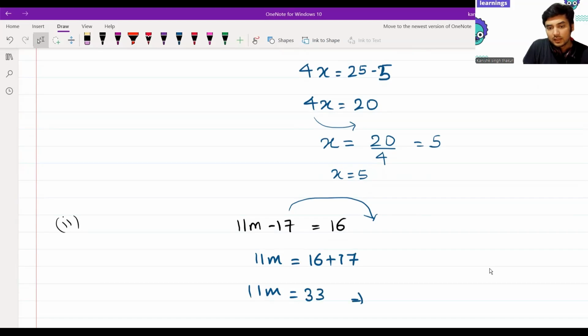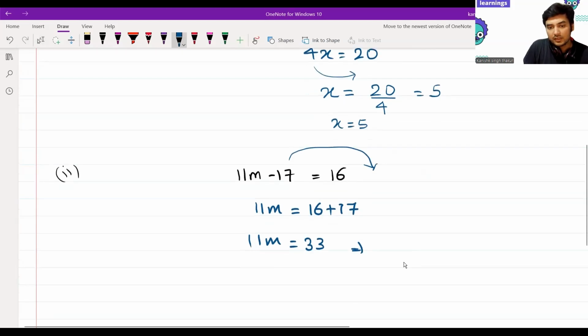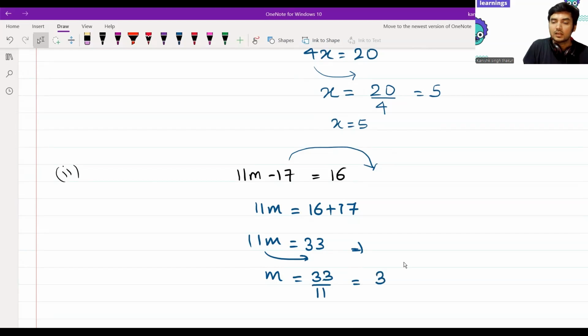Now, m is multiplied by 11, so when I shift it to that side, it will get divided. So 11 comes down here, and it would be 33 divided by 11. So you'll get 3. So this is how you have to solve two-step equations.